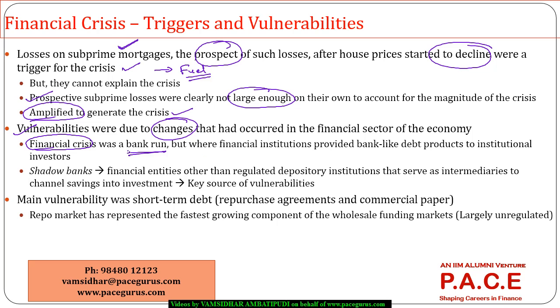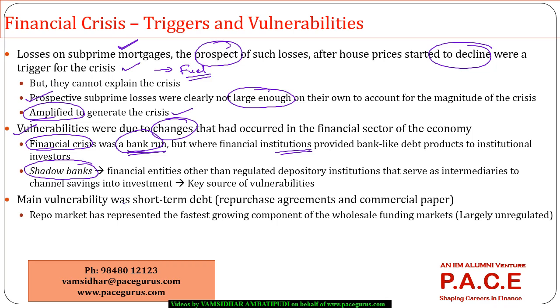But not just on the banks, the run was also on the financial institutions which provided bank-like debt products to the institutional investors. So there was a kind of shadow banking system that came up, where various financial entities other than the banks became intermediaries to channel the savings into investment, and they became the key source of vulnerability.